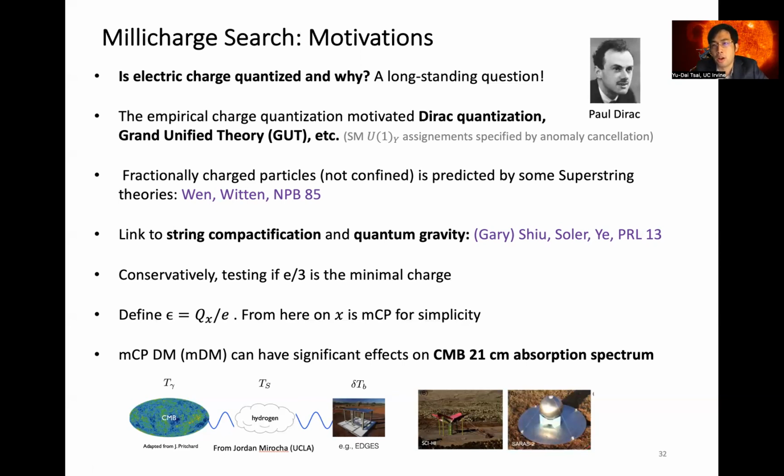What is interesting is really that if dark matter is millicharged, then it can affect this measurement significantly. To me, it's not so much about the anomaly. It's about the fact that if dark matter is millicharged, it will affect all of these measurements. So we should have a detailed study of that.